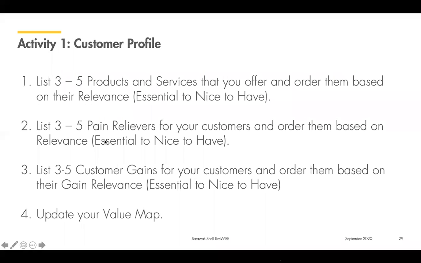So this is supposed to be number 2, activity 2, value map. I need to change that. I'll give you the revised link, right? So in terms of products and services, just as you have done with the customer profile, order them based on their relevance, right? From essentials to nice to have. With the pain relievers, the same thing. List the pain relievers for your customers and order them again based on relevance, essential and nice to have. And thirdly, list 3 to 5 customer gains for your customer and order them again based on relevance.